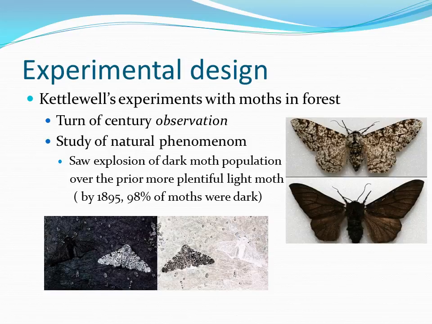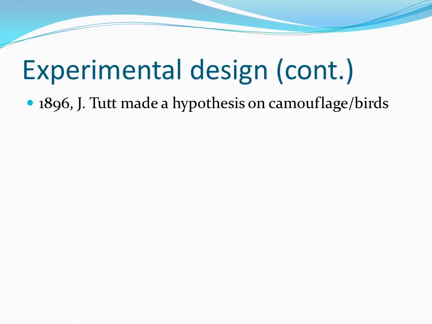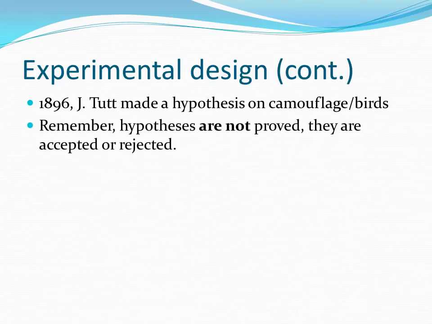And you can see on the right panel, this is a tree bark that actually has more whiteness in it. So the white moth is definitely going to blend in, whereas the dark moth sticks out here. And basically, he saw that by 1895, 98% of the moths were dark. So he wanted to ask a question. And his question was, if there was a hypothesis, he wanted to know whether the camouflage was protecting these moths from being picked off by birds.